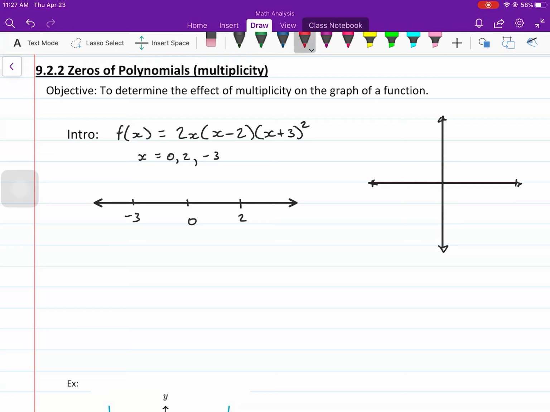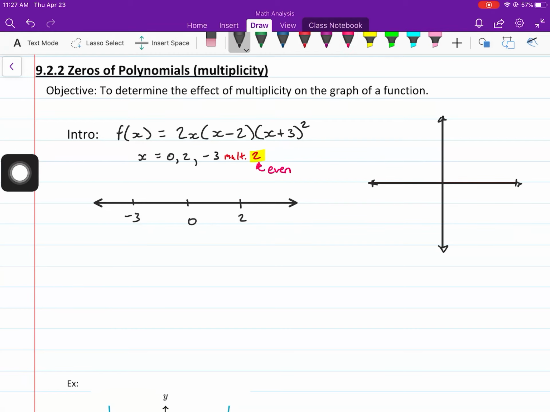And by the way, we say that this negative 3 has a multiplicity of 2, and we're going to take a look at what happens with this multiplicity. Just so you know, this is an even multiplicity. We'll take a look at what happens with an odd multiplicity. These other zeros all have multiplicity of 1, so these have odd multiplicity. So let's just test these really quick.